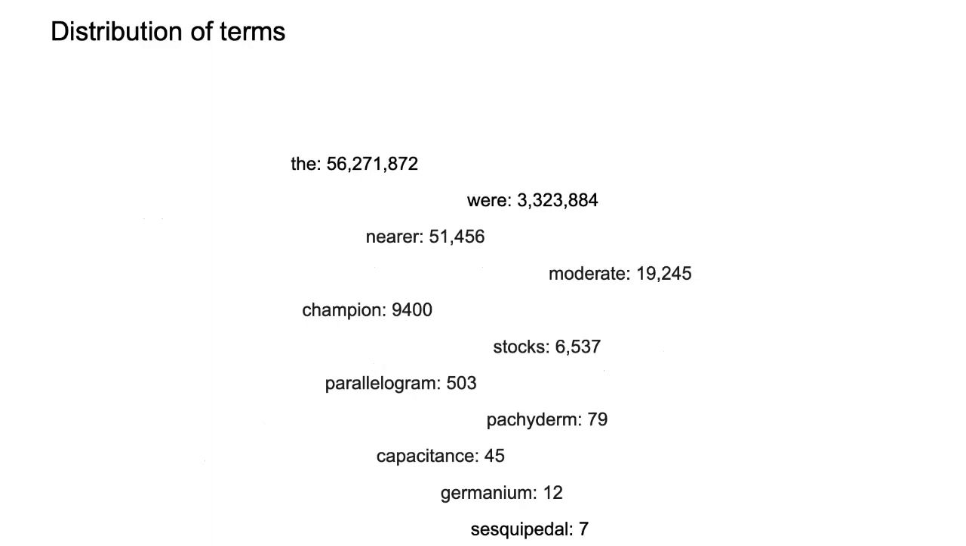So the, of course, that's a stop word, right? It's all over the place. Where is quite common, nearer, moderate, champion, less common, stocks, parallelogram, pachyderm, hope it's pronounced that way. It's also the least frequent words. You don't know how to pronounce them in English. That's another problem. Capacitance, that's something with electronics, and germanium, now almost chemistry, maybe also has to do with electronics too. So basically, these are the frequencies. And it kind of feels logical, right? That there's very common words and there's less common words.